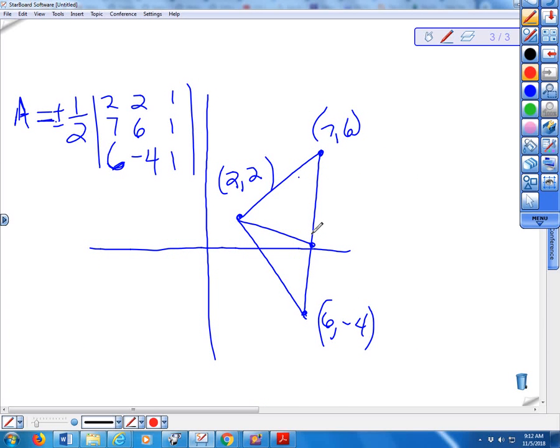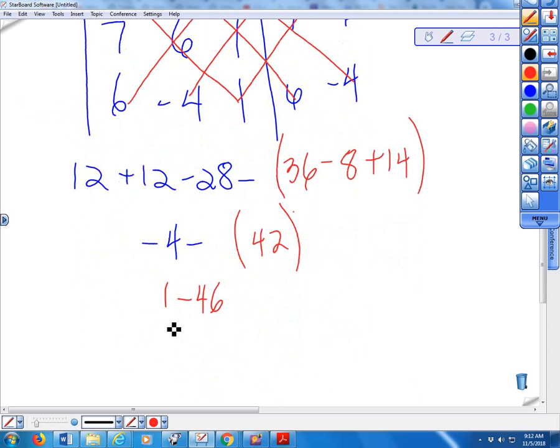So I've got to take 1/2 of this, and I'm going to take it by negative 1/2 to make it positive. Or you could just think of this as take the absolute value of this and divide it by 2. So the area of this triangle is 23, whatever the units were, squared. Just take the absolute value of the determinant and divide it by 2. And that gives you the area of a triangle when you're given 3 points.